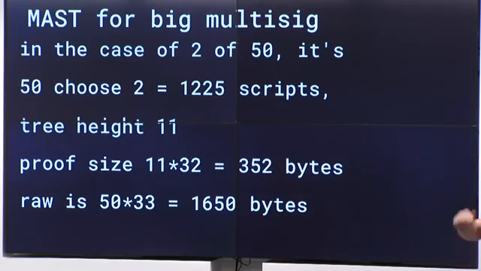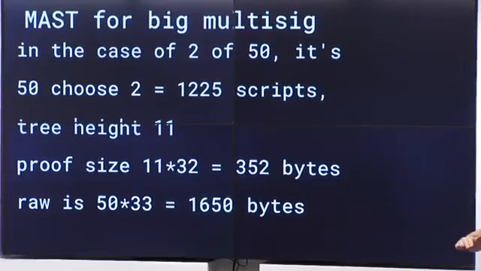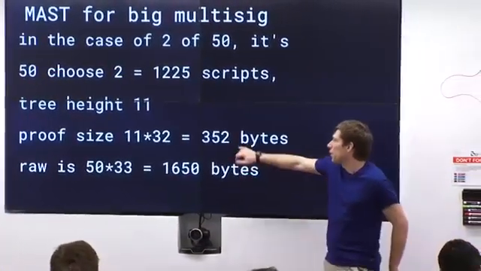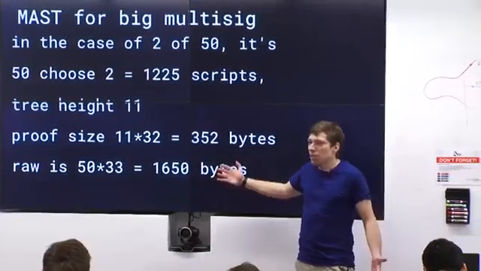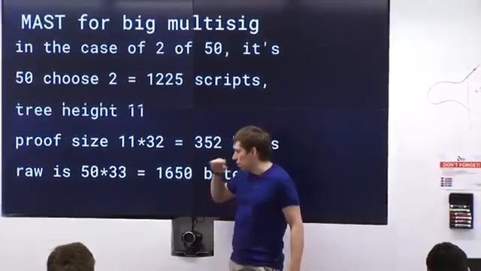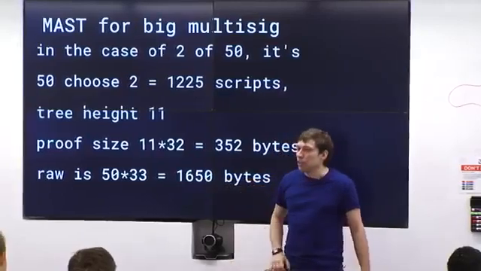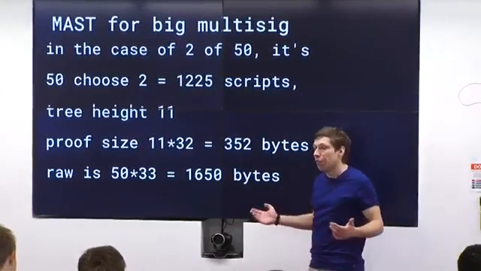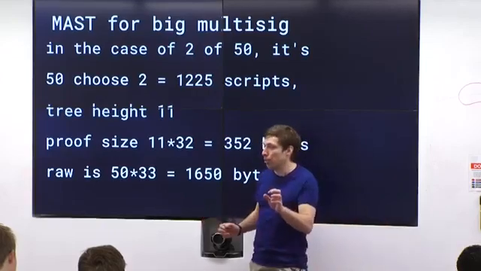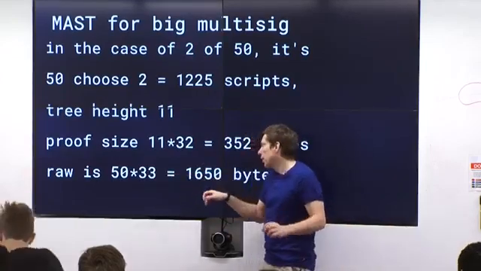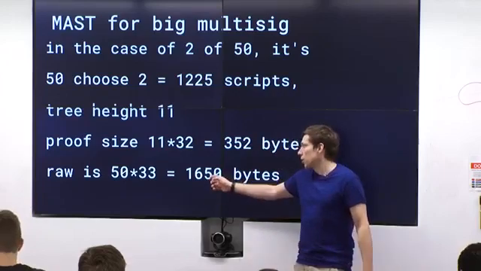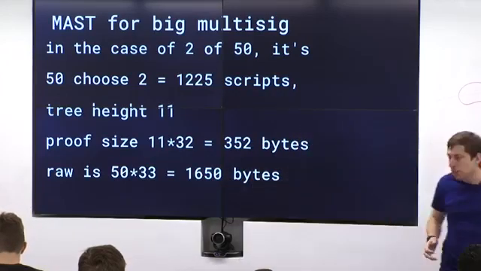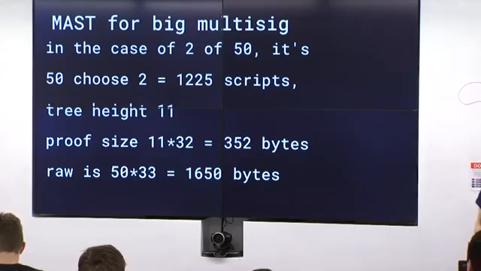And actually, since it doesn't have to be symmetric, you can get tree height 10 for most leaves and then 11 for some of them. Anyway, so your proof size is going to be 352 bytes, which is okay. And if you didn't use MAST, you can say, well, I'm just going to have a pay to script hash, and the script is just going to show all 50 keys, and have OP_2, all 50 keys, OP_50, and OP_CHECKMULTISIG, and that would be about, plus 3 or something, 1,650 bytes. So MAST is an improvement.